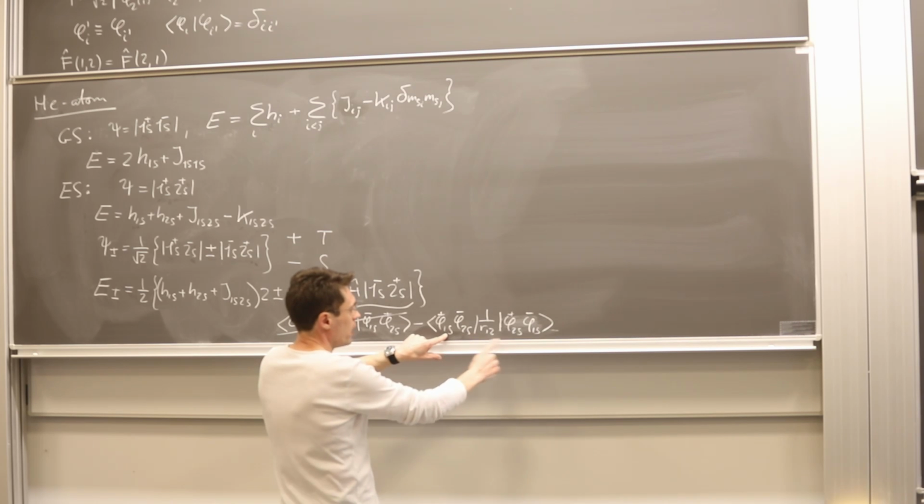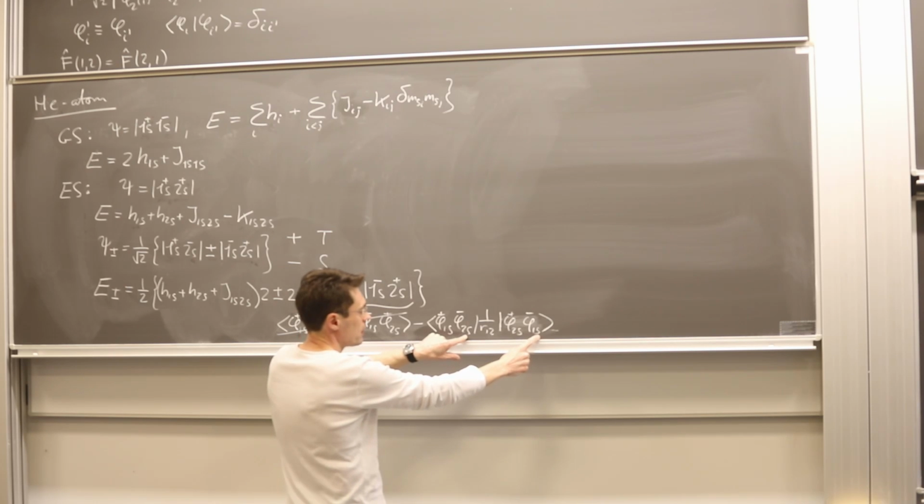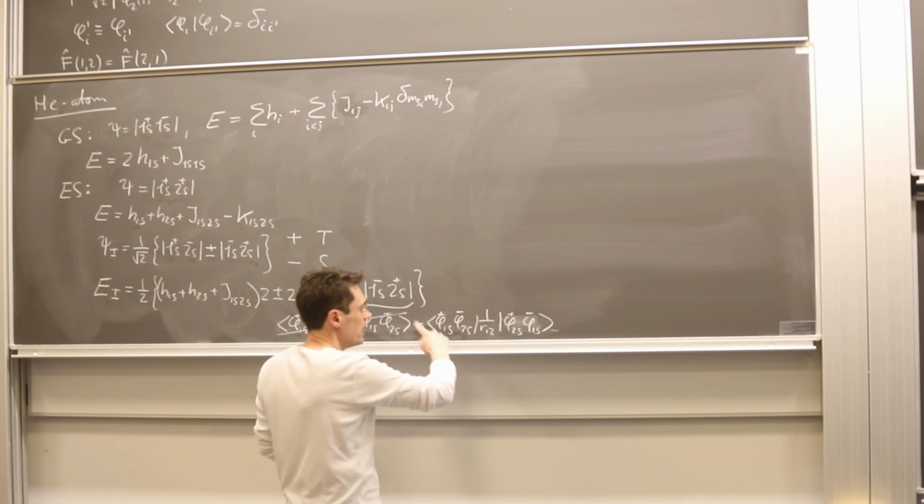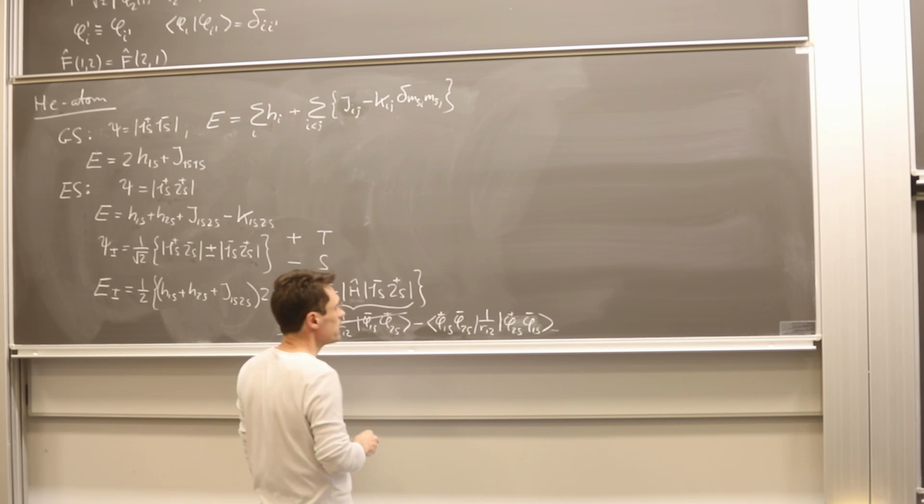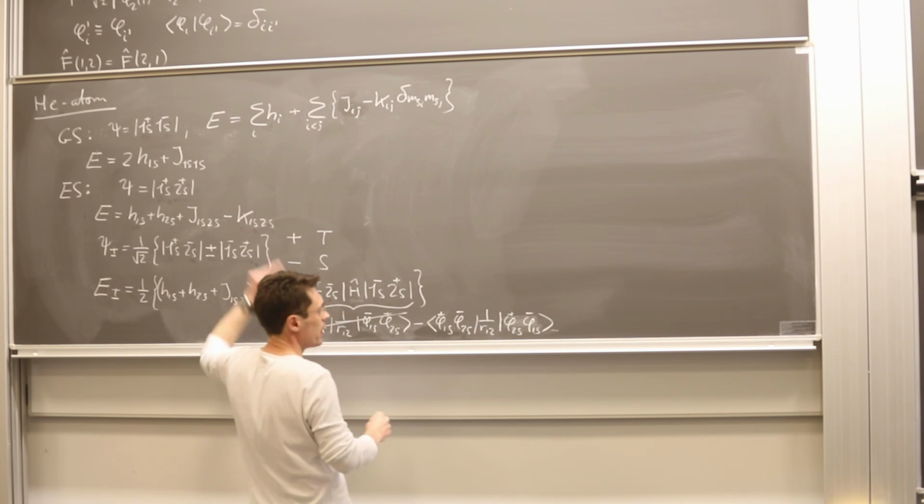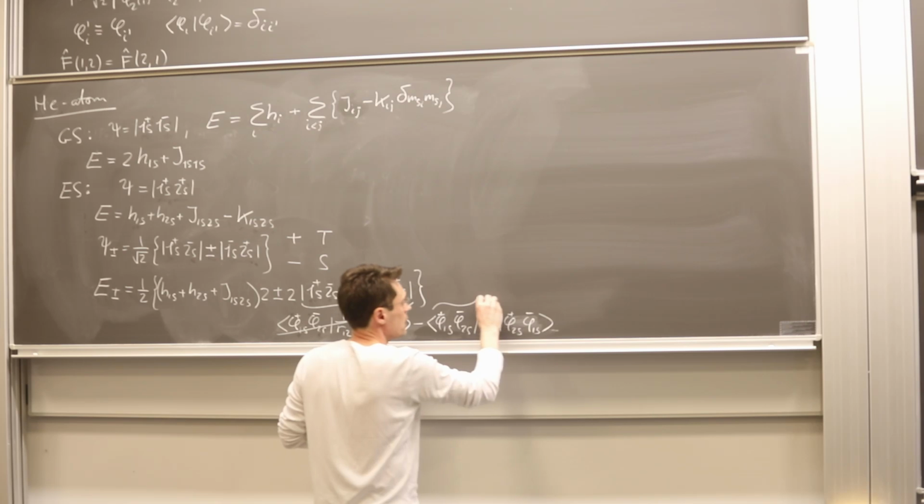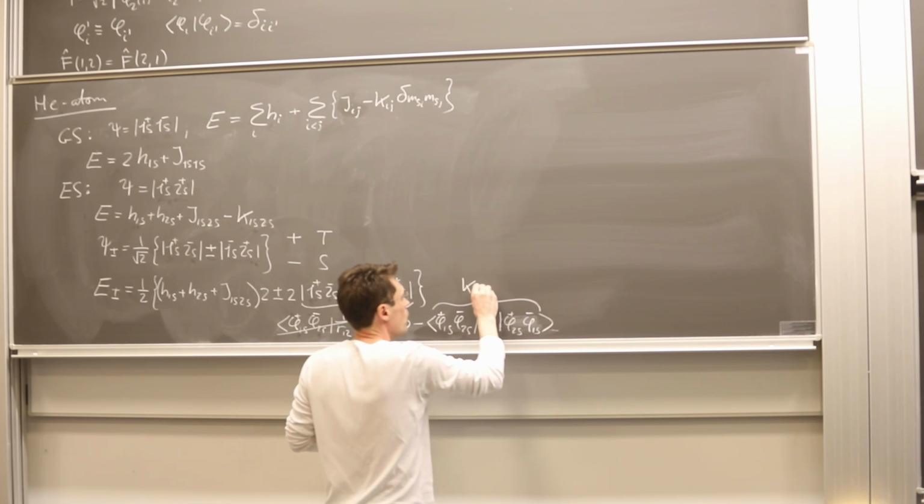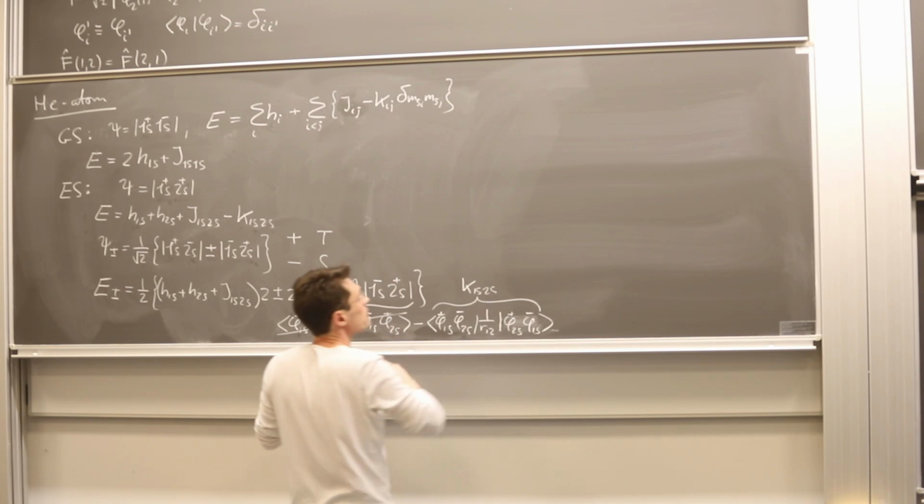But then I get a 1s times a 2s from this part, and the other one is actually the same. So this integral is precisely the spatial part of the exchange interaction, exactly the same as the one I had over here. So this integral is precisely k1s 2s.